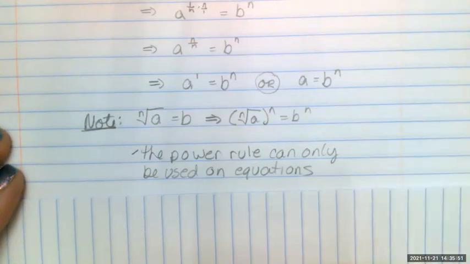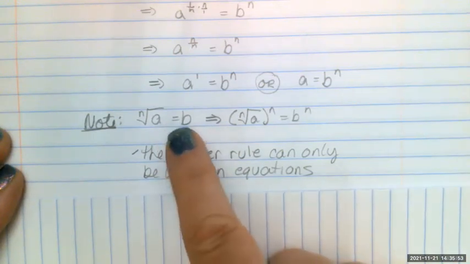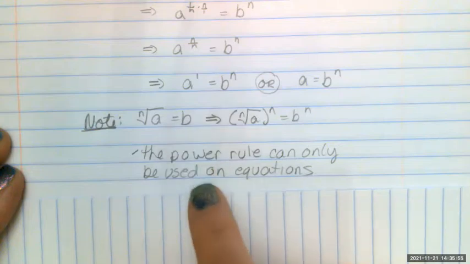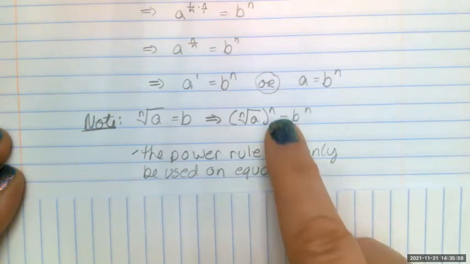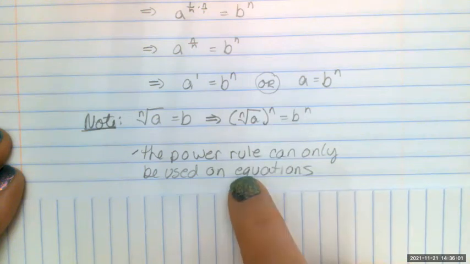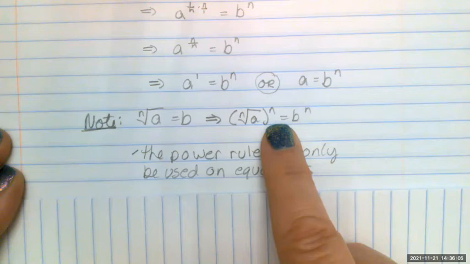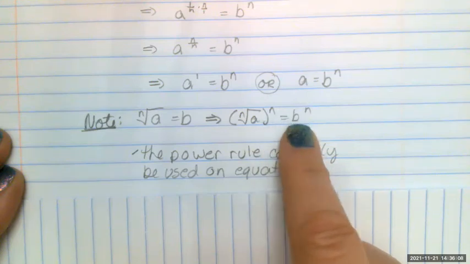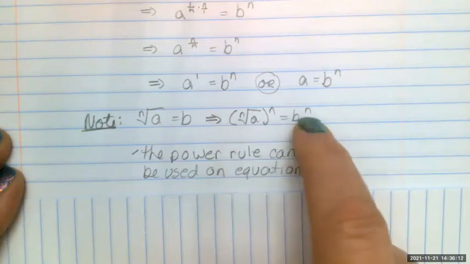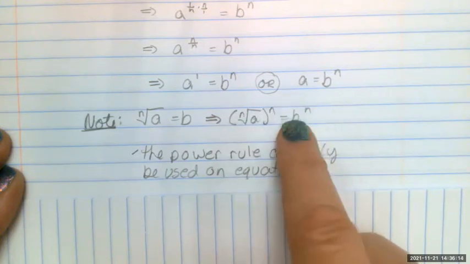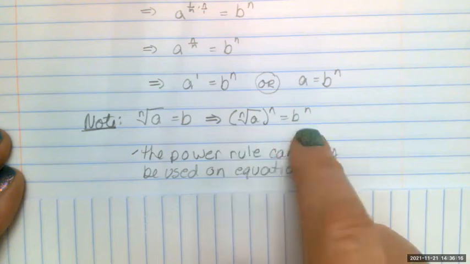Again, I want to emphasize this power rule can only be used on equations. You cannot do it whenever you feel like. If there is no equal sign, you cannot use this rule. There has to be an equal sign, and it can't just equal f of x. F of x is just a name. You have to have both sides, an equation, something on both sides, not f of x, in order to use this rule.